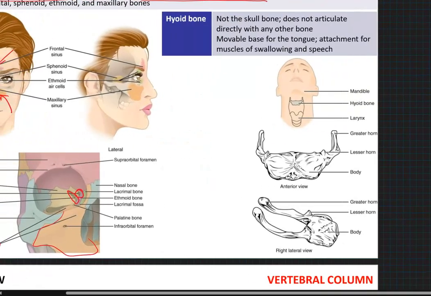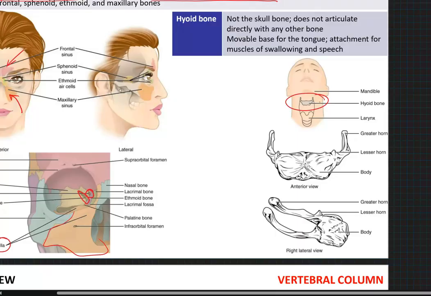Now, an interesting bone here called hyoid bone is the only bone in the body that doesn't make any contact, it does not articulate with any other bone. This bone provides the base for the tongue. Muscles that control your swallowing and speech are attached to that bone. Without causing gag reflex, you probably won't be able to touch it. It's fairly deep within the neck.